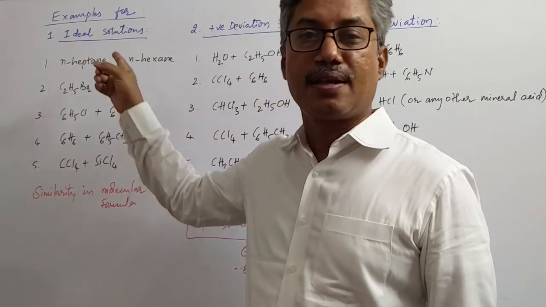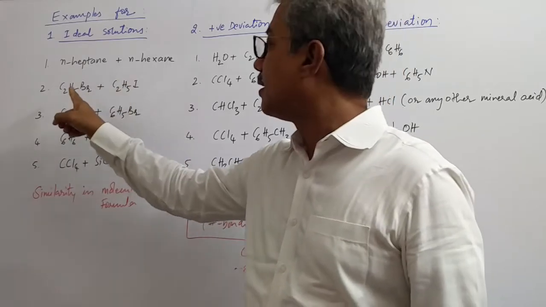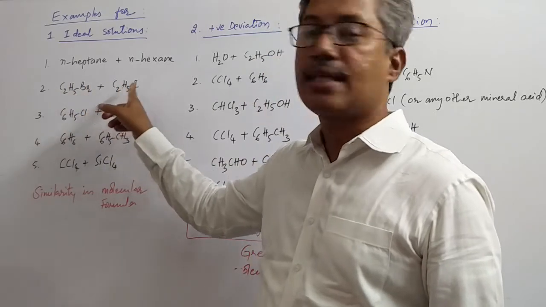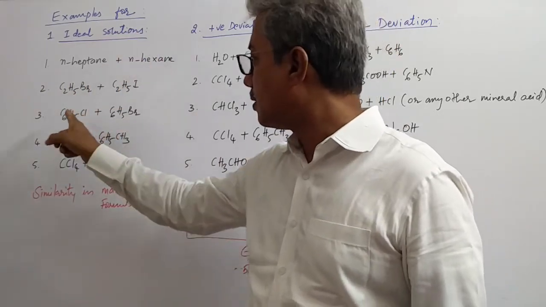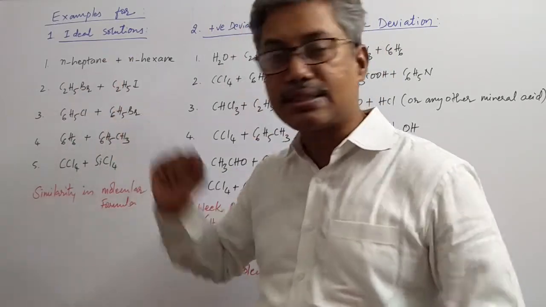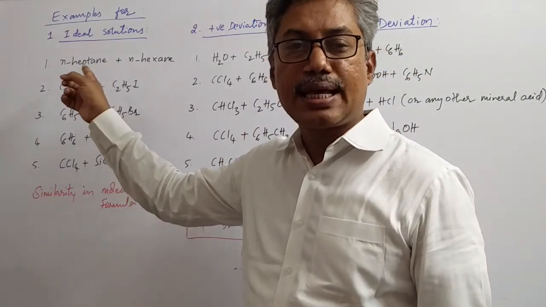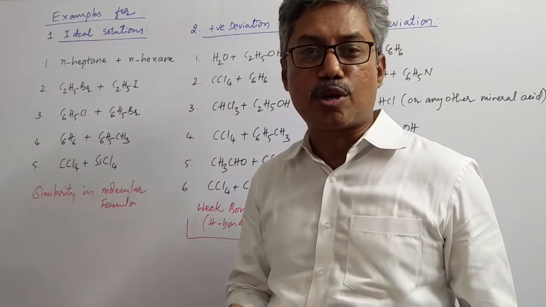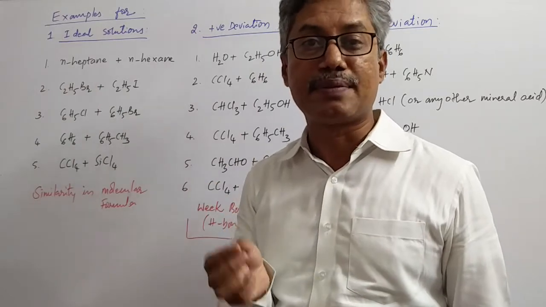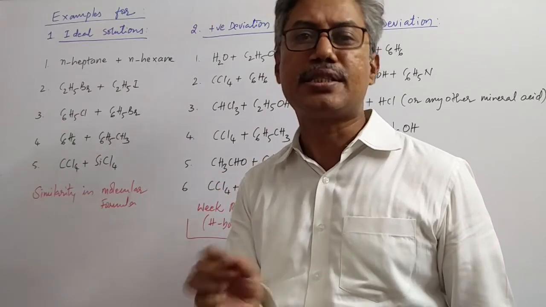See students here, n-heptane plus n-hexane can form an ideal solution. Ethyl bromide and ethyl iodide can form an ideal solution. Chlorobenzene and bromobenzene can form an ideal solution. If you notice this, we can guess the following. See students here, there is not much difference in the molecular formula of the two substances. N-heptane, n-hexane: there is a similarity between the two. Just one CH2 group is different. Here, just the halogen is different.